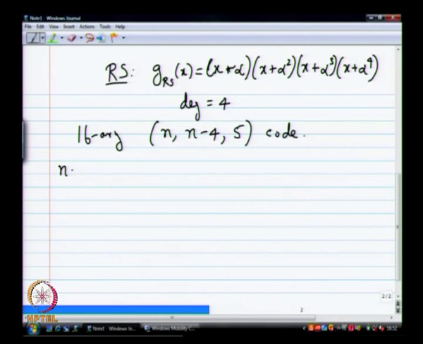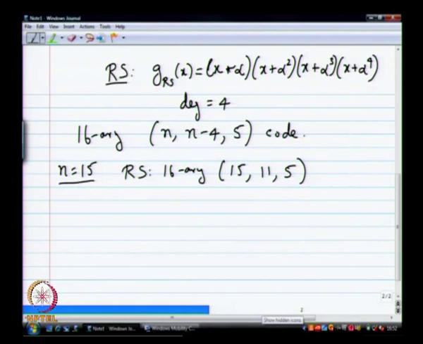So just to keep things interesting, let's fix n equals 15 and look at the Reed Solomon code. The RS code is 16-ary (15, 11, 5). It can correct 2 errors. So what does it mean to say 15, 11, 5? The error correcting capability is 2, so 2 symbol errors in 15 symbols can be corrected.